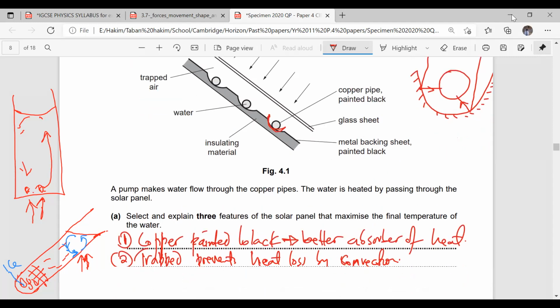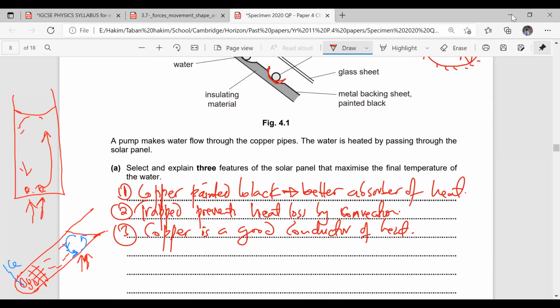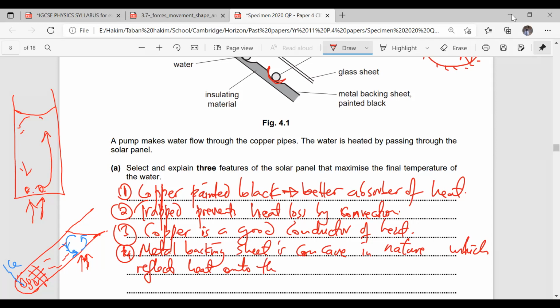Okay? So we can simply say that the metal backing sheet is concave in nature, which reflects heat onto the copper. But say it is black. Yes, that is also another advantage about this. But will black reflect heat?